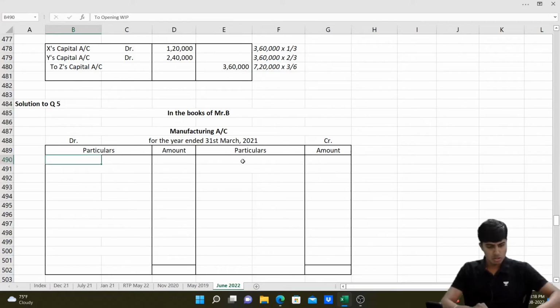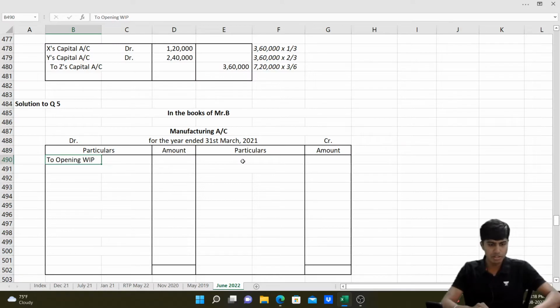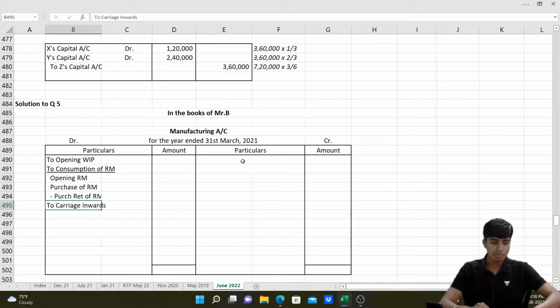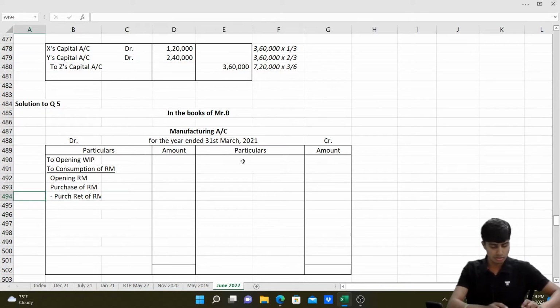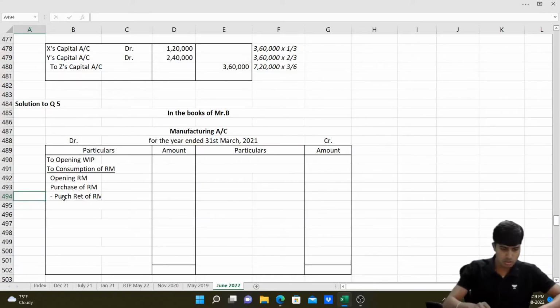Shall we? So as I told you, work in progress will be our starting point. We don't know that. And then we would have to find consumption of raw material, which is found as opening raw material plus purchases minus purchase return. And then we'd have to deduct closing. We have to find the closing. So once we find the closing, closing will be deducted.